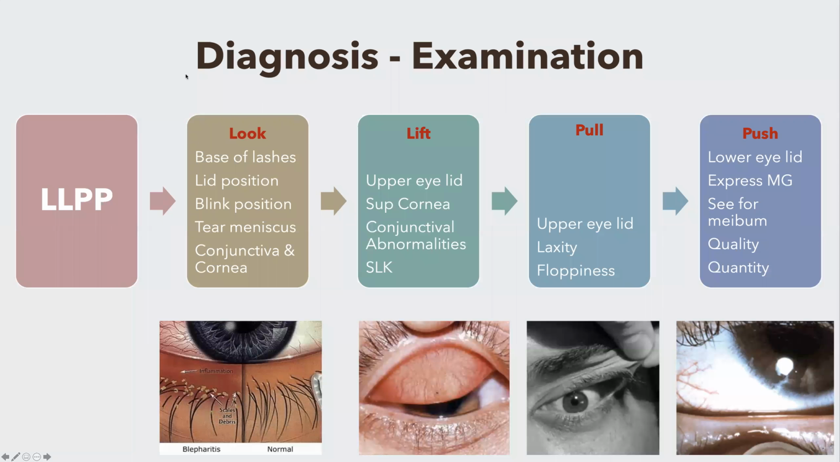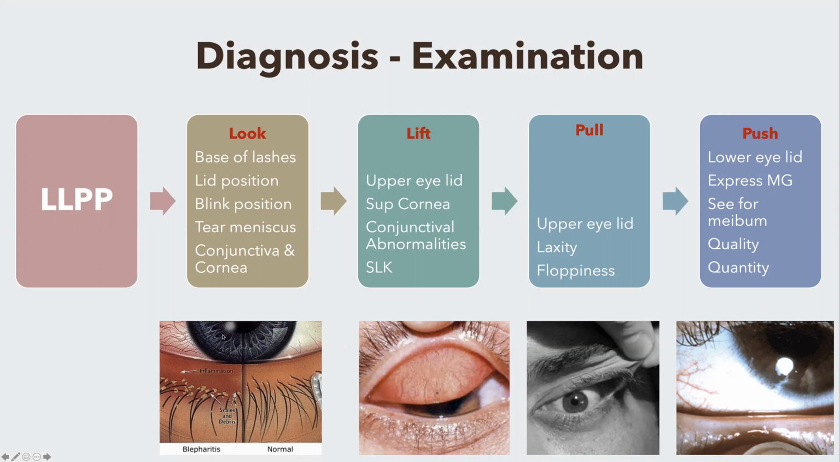So coming to diagnosis, before we go into any fancy equipment or diagnostic techniques, the most important thing that you have to examine is a simple LLPP technique. That is look, lift, pull, and push. Look at the base of the lashes for any blepharitis, look for lid position, blink position, tear meniscus height, conjunctiva, and cornea. So look for signs of inflammation on the lid margin.